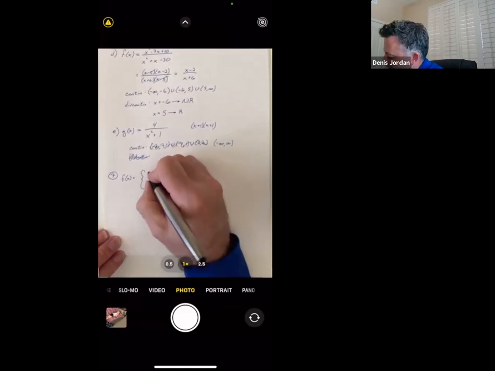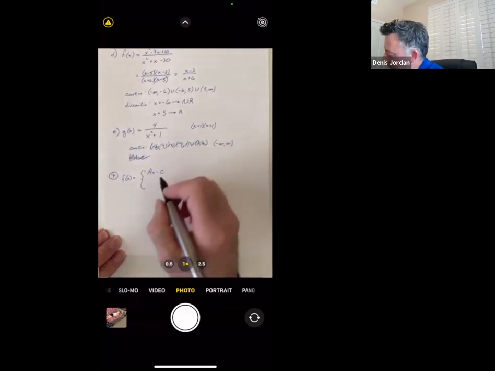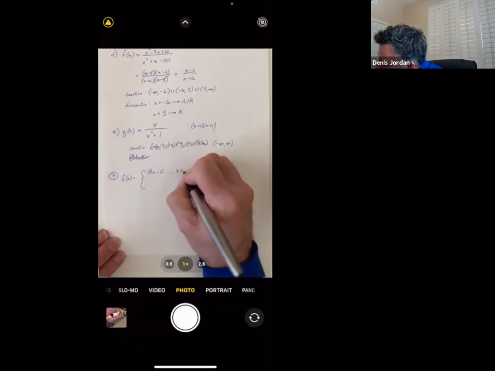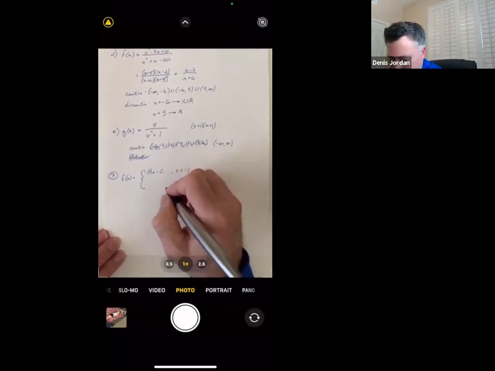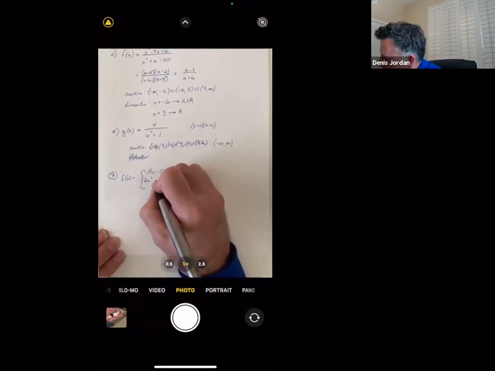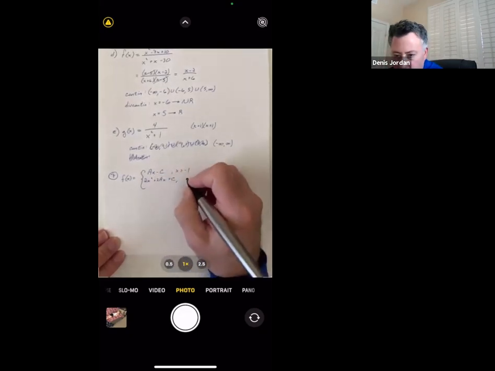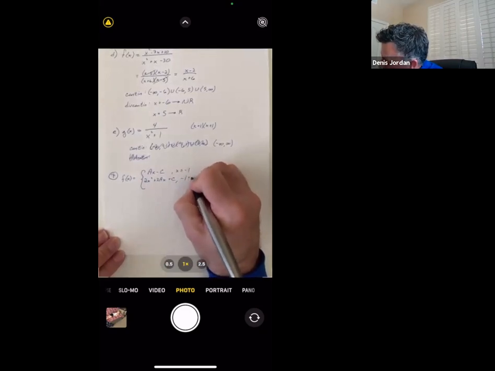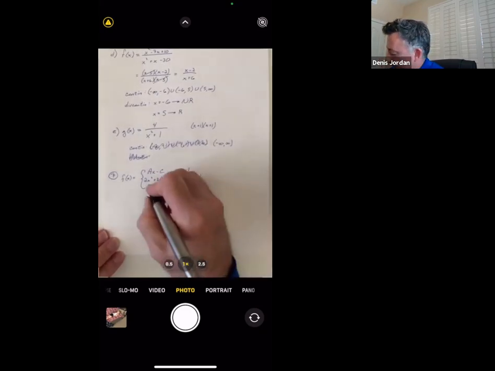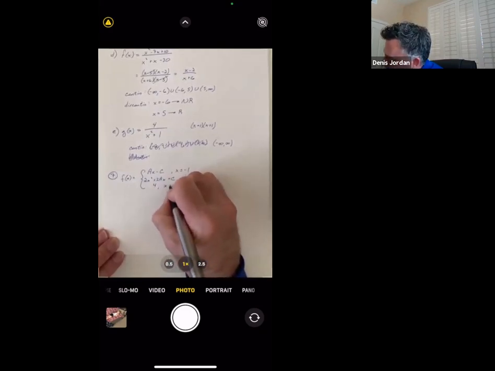And it was a piecewise function. So AX minus C when X is less than or equal to -1. 2x squared plus 3ax when -1 is less than X, which is less than or equal to 1. And then 4 when X is greater than 1.